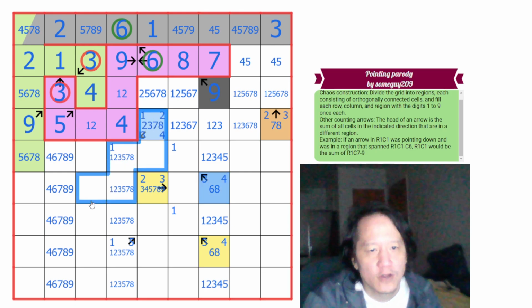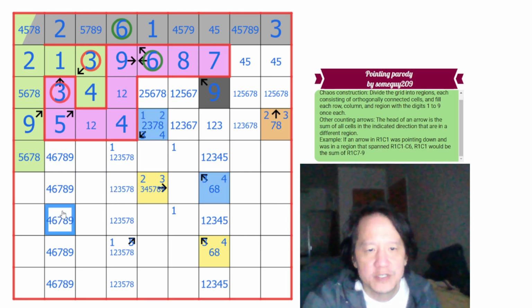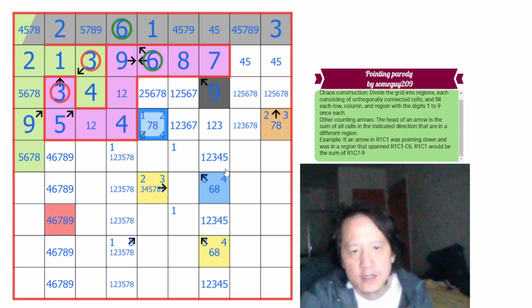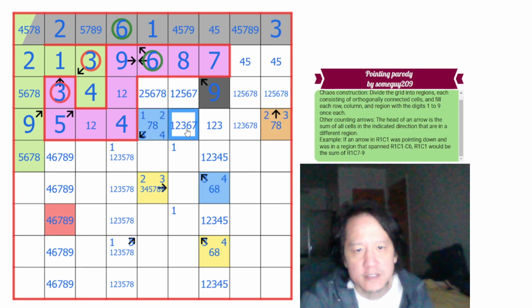Therefore, this can never be part of the same region as this one. So this is a separate region as this. So we're going to make that red. Therefore, this cannot be 2 or 3. This has to be 7 or 8. So this is 7 or 8. This is 7 or 8. That means this can't be 7. This can't be 7 or 8. So 6 is one of those two.